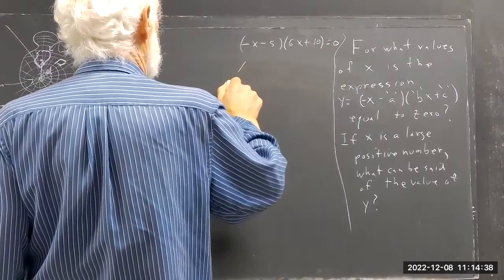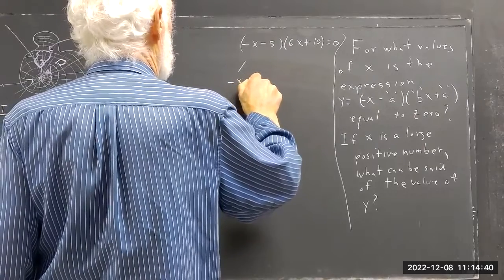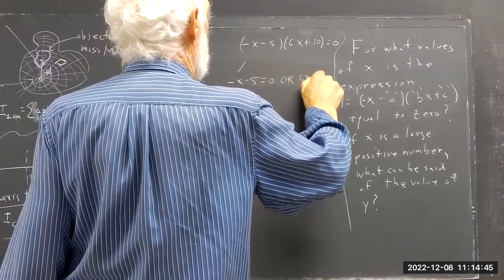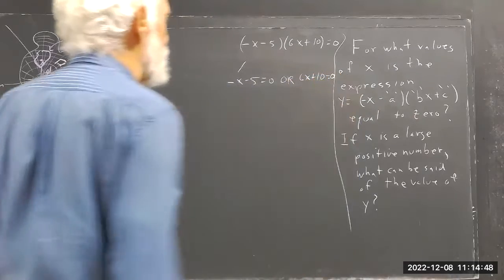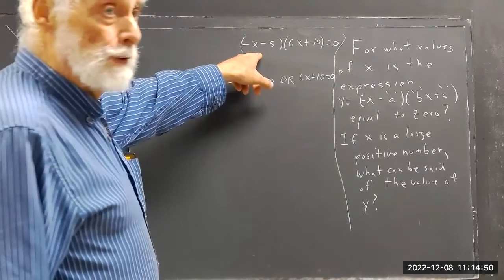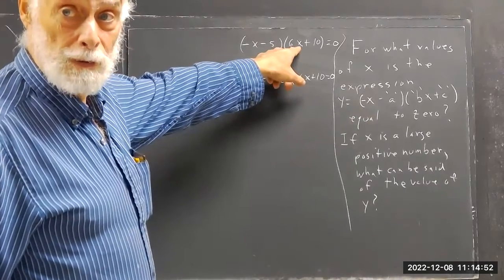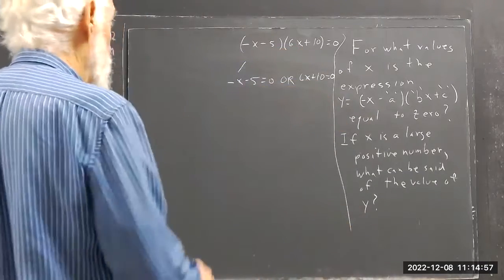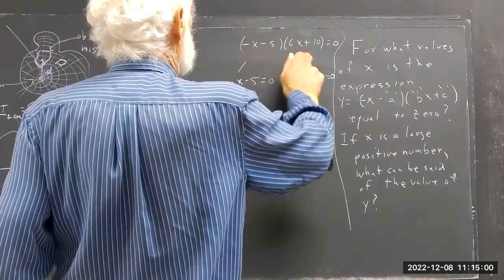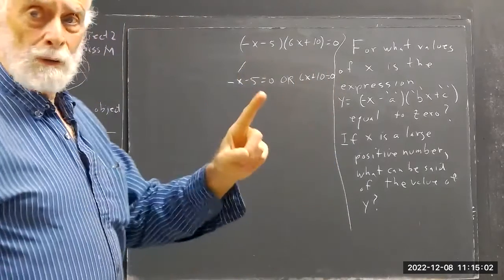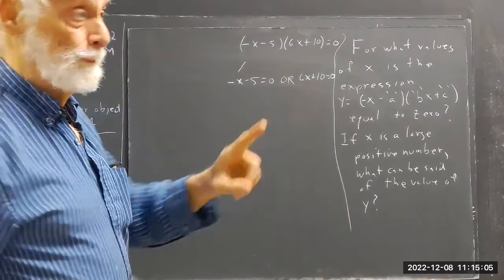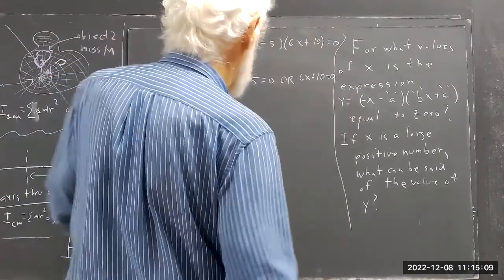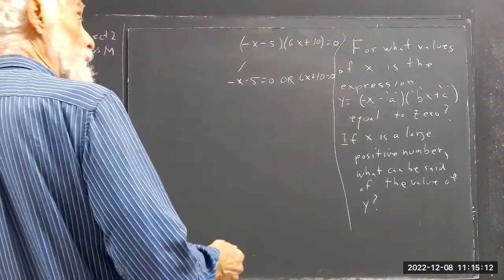This is 0. Well, if this is 0, you're going to get 0. If this is 0, you're going to get 0. And that's the only way it's going to be 0. We got to be sure we really understand that. You can't multiply two numbers together and get 0 unless at least one of them is 0. And if one of them is 0, then the whole thing is 0, because when you multiply by 0, you get 0.